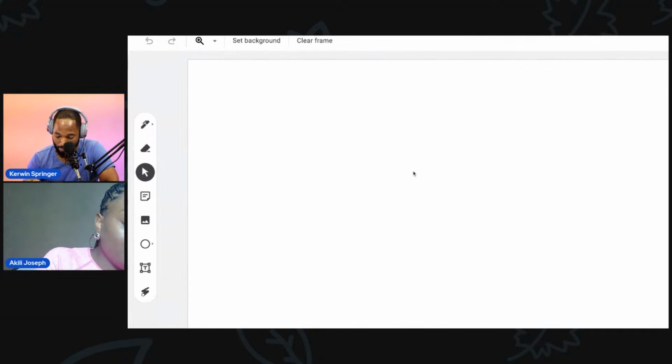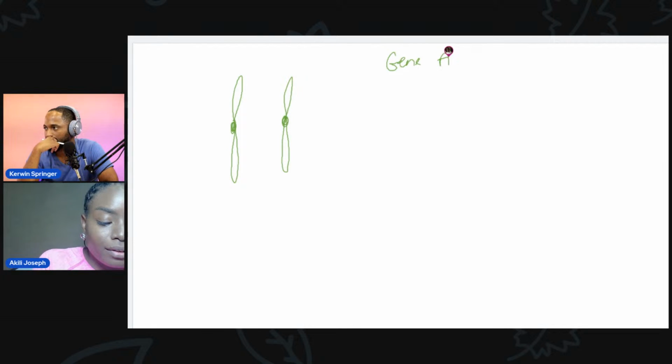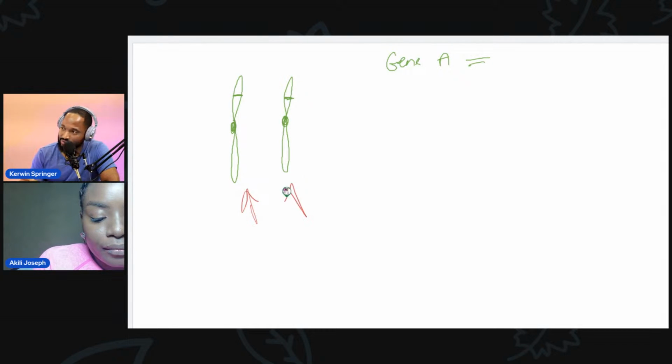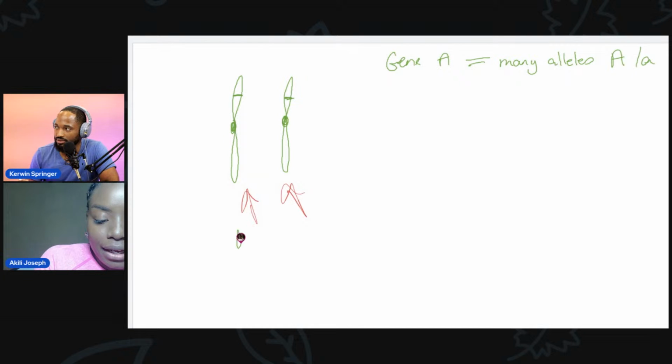Okay, so let's keep it simple. A homologous pair has the same gene in the same position, on both of them. So if we have gene A, there will be a copy of gene A here and a copy of gene A here. Now for gene A, you can have many different alleles. So say the alleles here are big A, on a homologous pair.